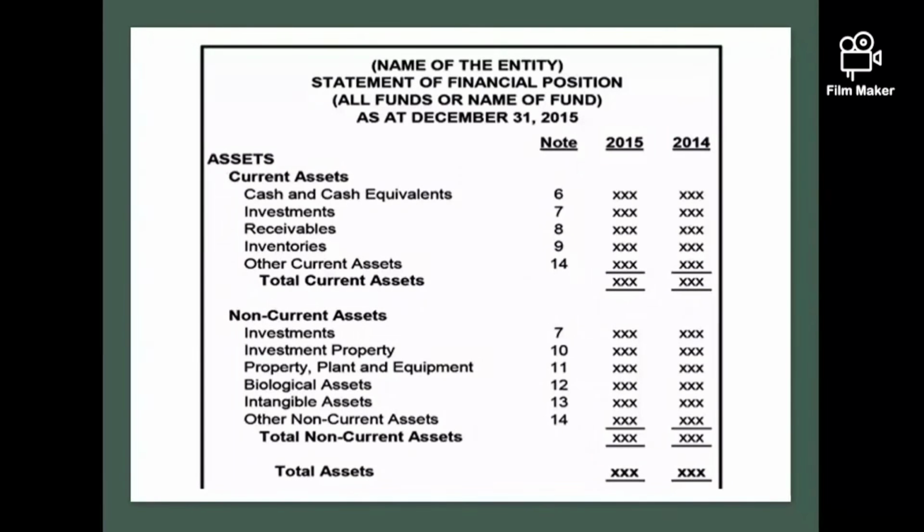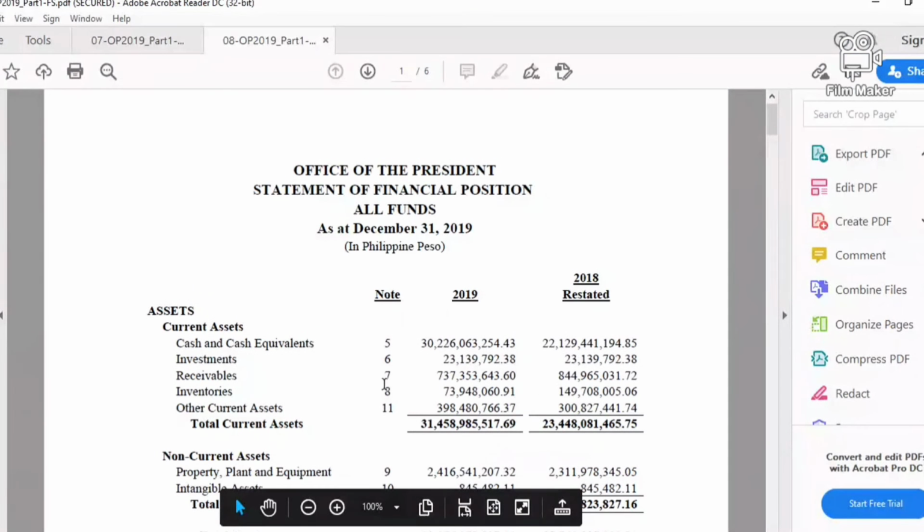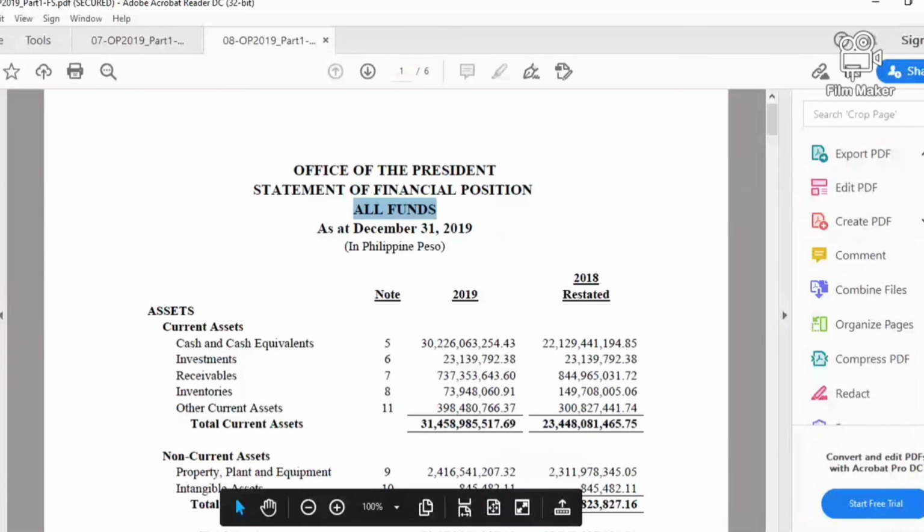And then sa statement of financial position, naka-separate si current asset at saka non-current asset. Same with liabilities. Current liabilities, non-current liabilities. And then, equity. So this is the statement of financial position of the Office of the President. So name of the entity, name of the component of FS, name of fund. Hindi na sinabi na consolidated or unconsolidated or individual FS kasi iisa lang po ang Office of the President. Next, as at December 31.